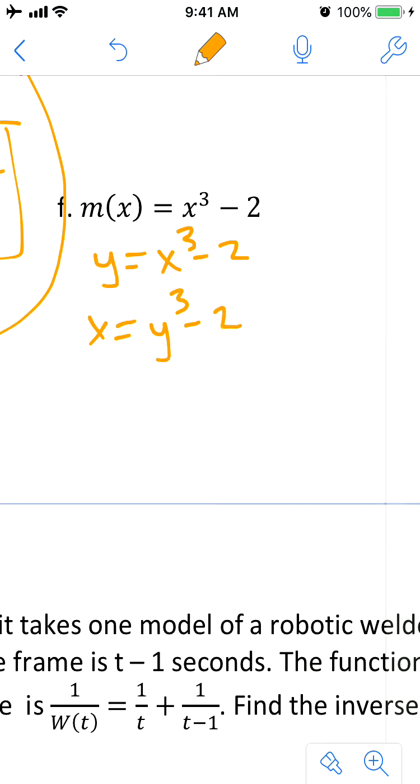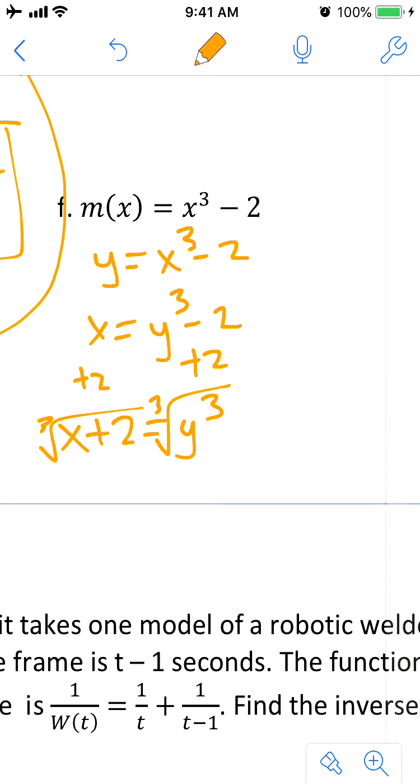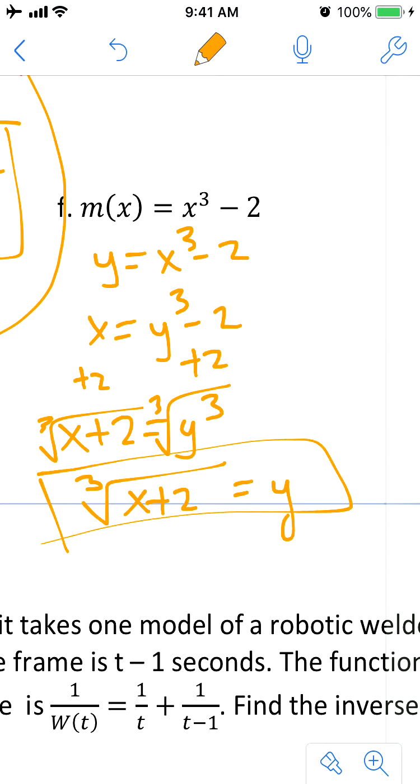So switch the variables. But now we don't have a lot of occurrences of y, just the cube, right? If it's all by itself, it's super easy. It's when you get 2 or 3 or 4 different y's that have terms in it that you can't combine that becomes complicated. Here, though, it's only the 1. So we'll just add 2 to the other side. We get x plus 2 equals y cubed. Cube root both sides. We end up with cube root of x plus 2 equals y. That would be our inverse, right?